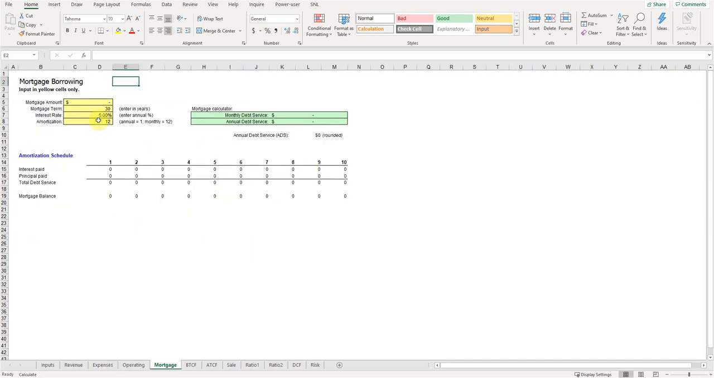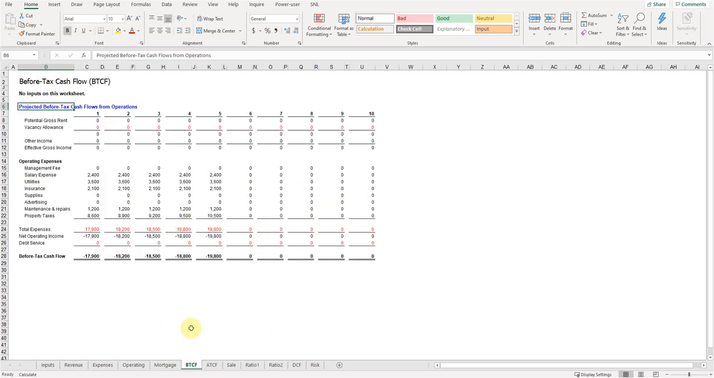The mortgage tab is based off of just a 30 year fixed mortgage. I have 5% in there that's fully customizable with monthly amortization. Just a real simple mortgage schedule that will ultimately amortize depending on what you input here, based on term, interest rate, and amortization.